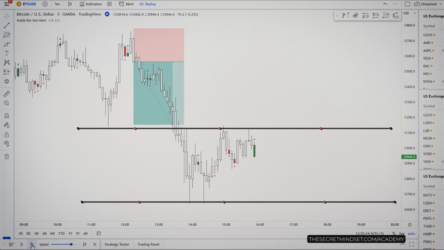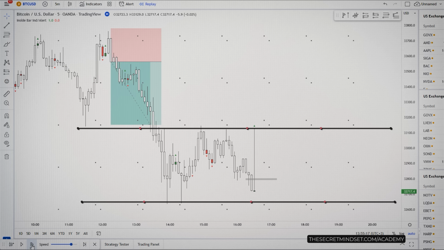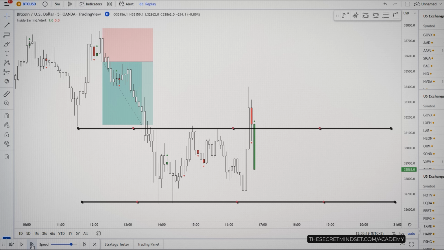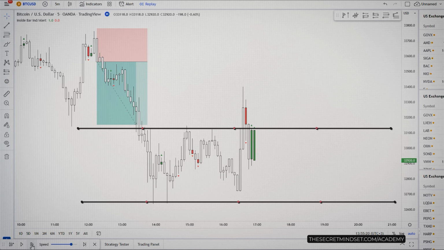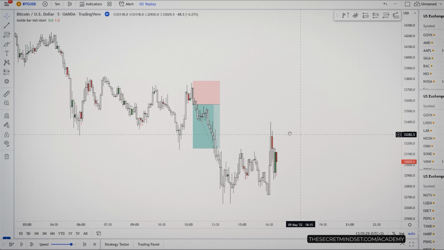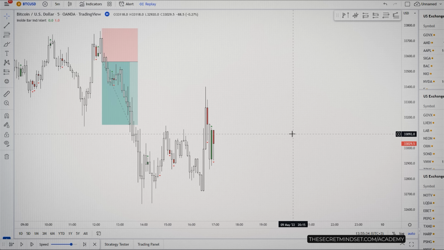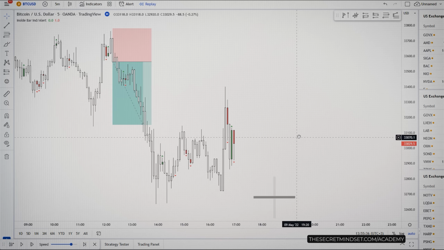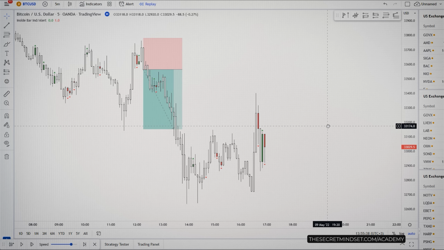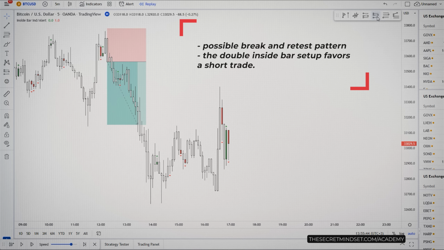Let's find another trade. Price again seemed to form another range, again in a downtrend. So we'll keep looking to sell the market. Here's our signal, 2 consecutive inside bars. If we zoom out, we see that the signal appeared below this breakout. This seems like a break and retest situation, and the location of the double inside bar favors a short trade.